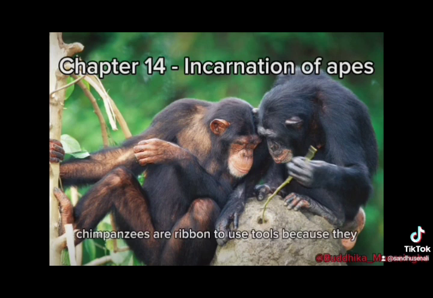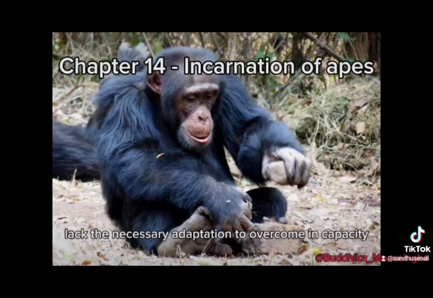Chimpanzees are driven to use tools because they lack the necessary adaptation to overcome incapacity. They were prompted to use the instruments by the thumb. This is a mutation that occurs in the DNA strand and is one of the most important mutations that have occurred since then.